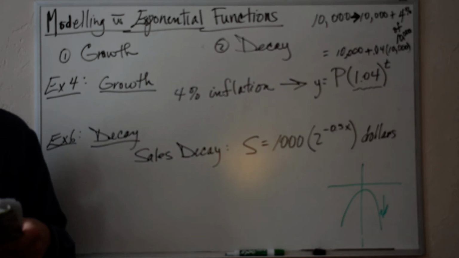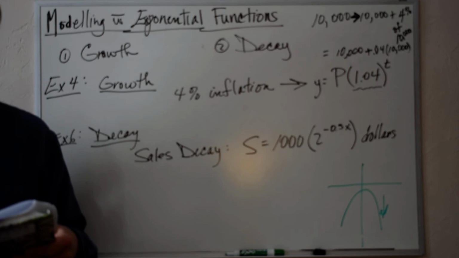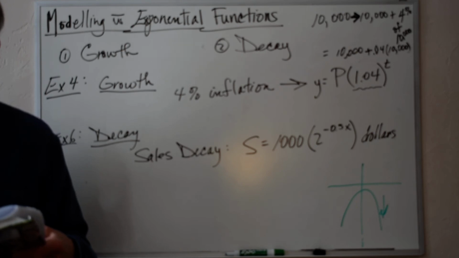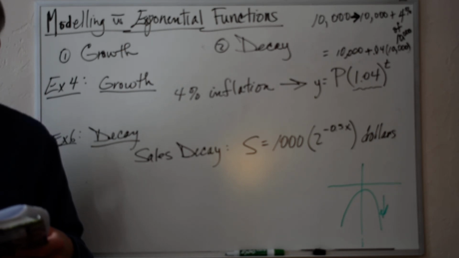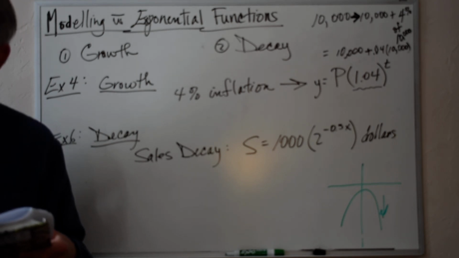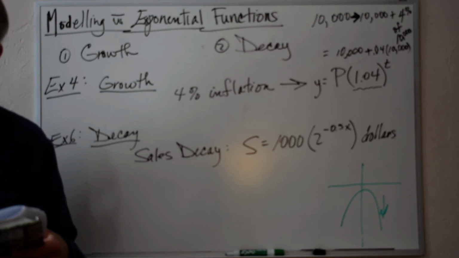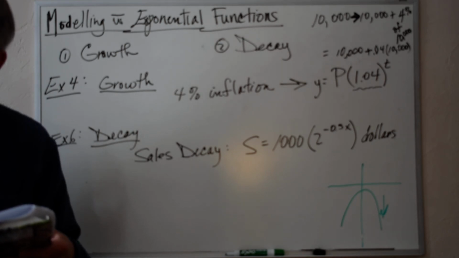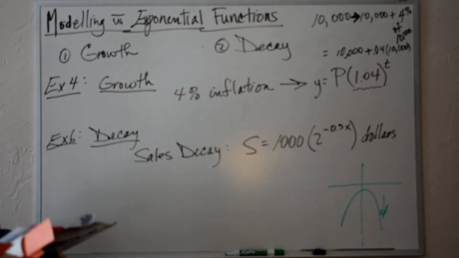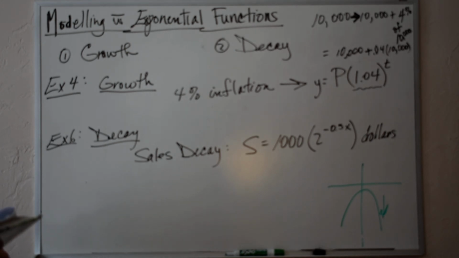Example 6 says sales decay. It pays to advertise, and it is frequently true that weekly sales will drop rapidly for many products after an advertising campaign ends. This decline in sales is called sales decay. Suppose that the decay in the sales of a product is given by this equation here, where X is the number of weeks after the end of a sales campaign. Use this function to answer the following.